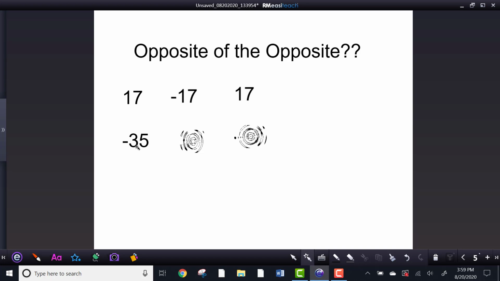Let's take a look at the next one. -35, the opposite of -35 is +35, and then the opposite of the opposite would be -35 again. So once again, if you're trying to find the opposite of the opposite, it is always that original number.